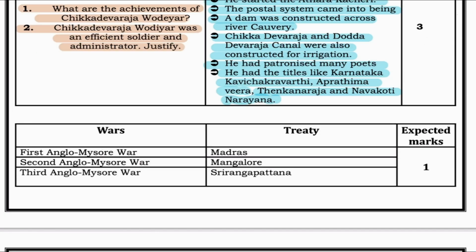For 3 marks. Wars and treaties. First Anglo-Maratha War in Madras, Second Anglo-Mysore War in Mangalore, Third Anglo-Mysore War in Srirangapatna, for 1 mark.